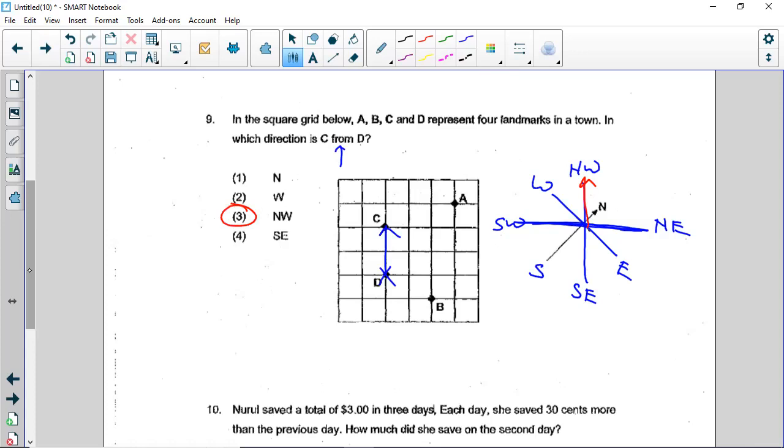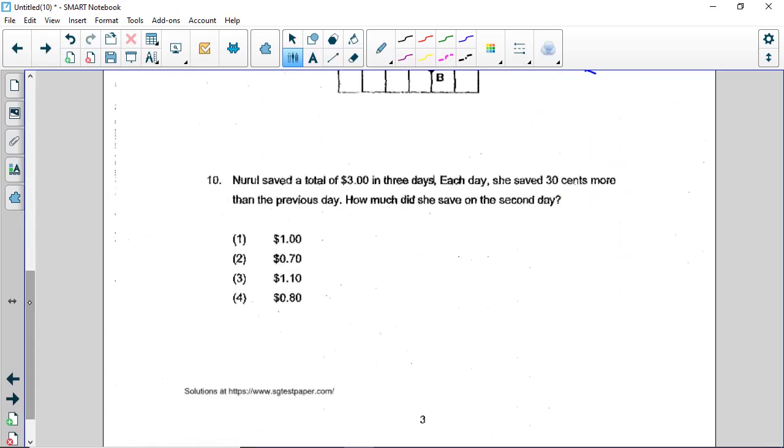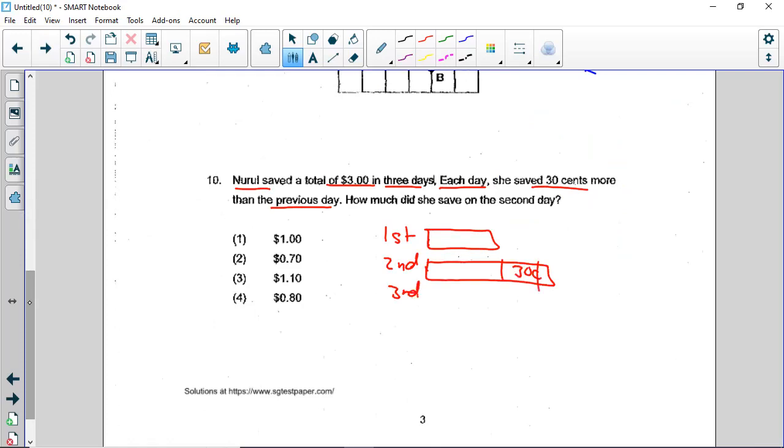Okay, number 10, simple model drawing, right? If you don't know how to do it, then you draw your model. Why? Because there's a more than. Nuru saved a total of $3 in 3 days. Each day, she saved 30 cents more than the previous day. So you have the first day, right? So first day, she saved so much money. And then the next day, she saved 30 cents more. So the rectangle becomes longer by 30 cents. And then the third day, because there are 3 days, the last day will be the third day, which is also 30 cents more than the previous day. Okay, then cut it. When you cut like that, you will have 3 boxes on the left side that look identical, which you call units. And what's the total money that she saved?